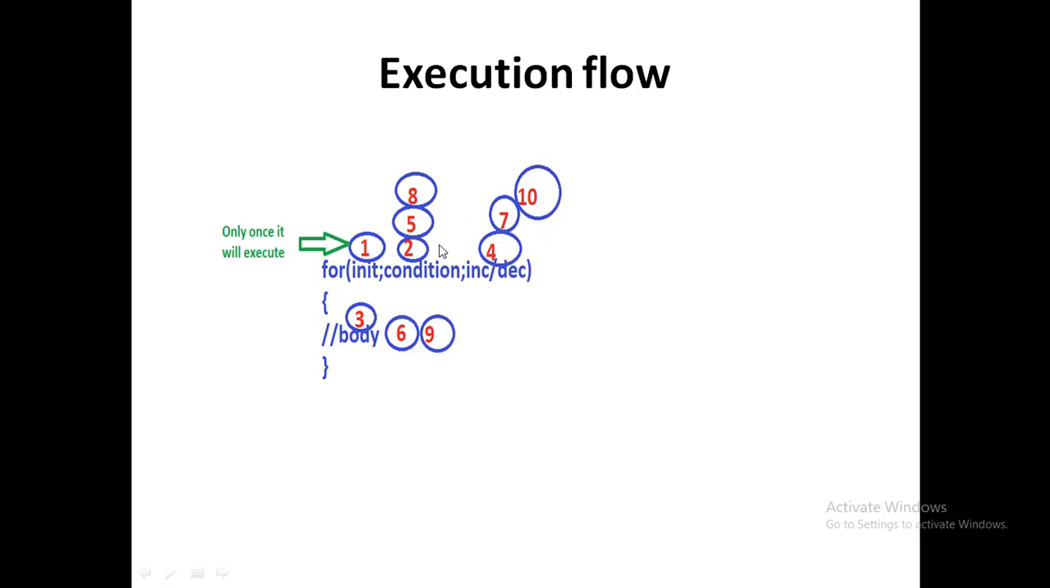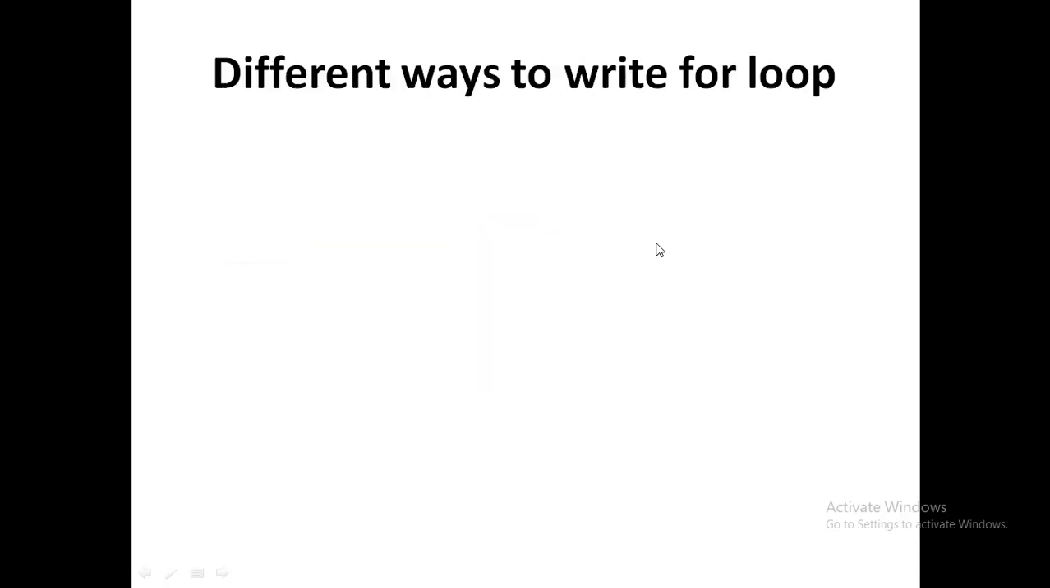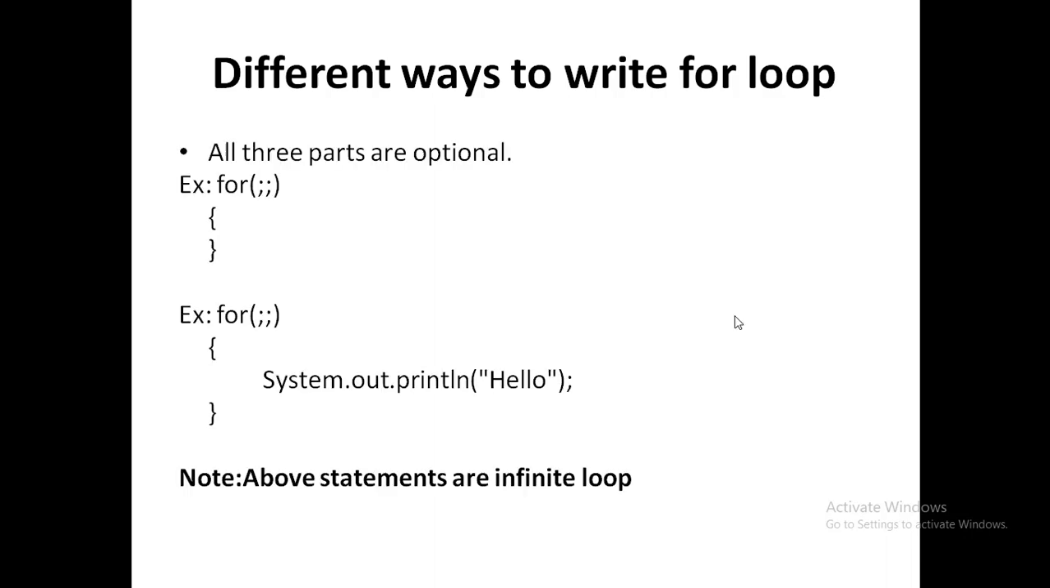This remaining section will be executed depending on the condition. Now we will see how many ways there are to declare the for loop. If you write it like this, it will lead to an infinite loop. So the above statements are infinite loops. We will see this with an example.